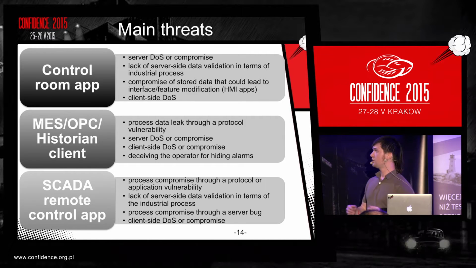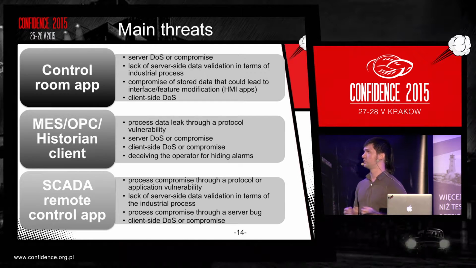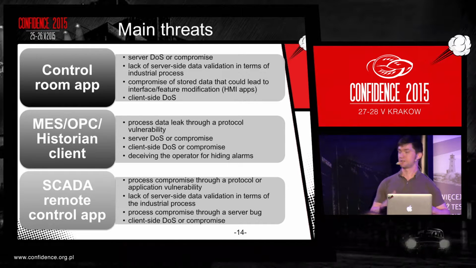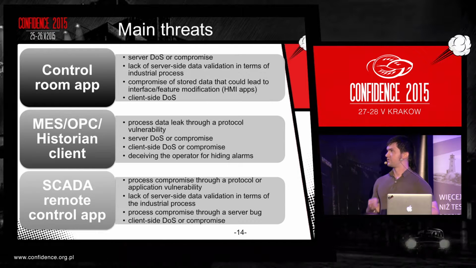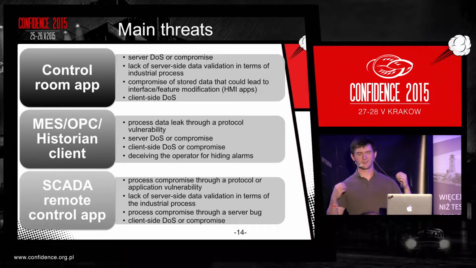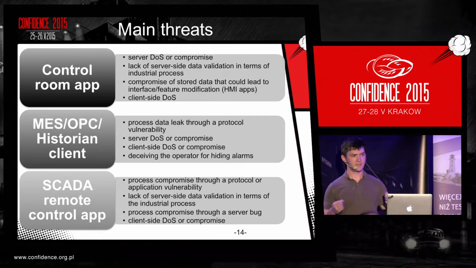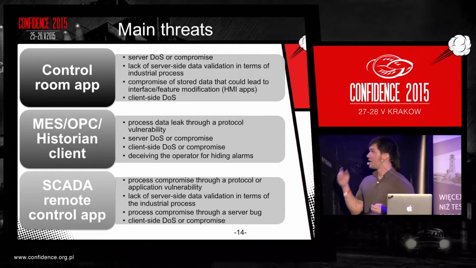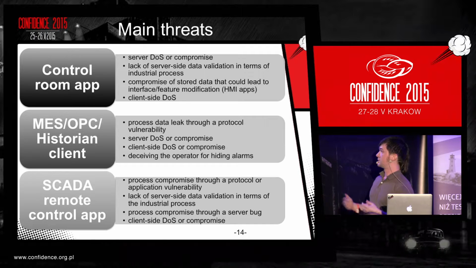So, what are the main threats for the ISC classification? For control room apps, it is server-side and client-side DoS. When the server fully trusts the data that comes from the operator, and the correctness of the entire technological process fully relies on settings and data sent from the operator's mobile application, the lack of data validation can result in enormous damage. Also, compromise of stored data could lead to interface feature modification.